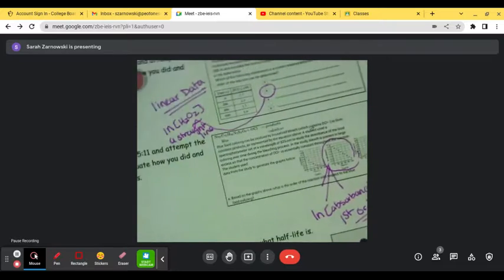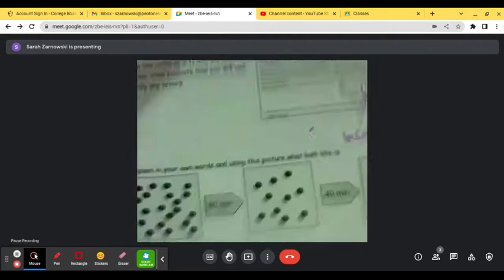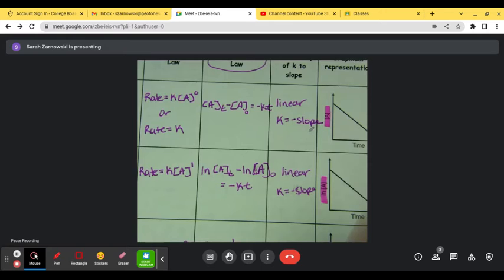Okay, so these questions were really easy to do as long as we know what the units are and what the graph should look like for each order.